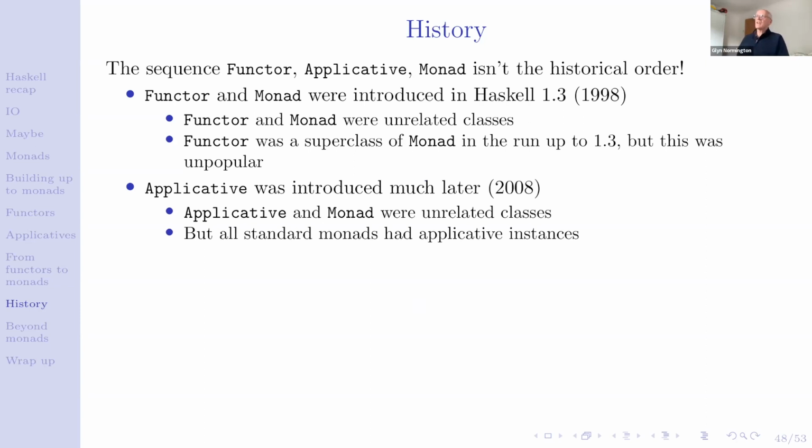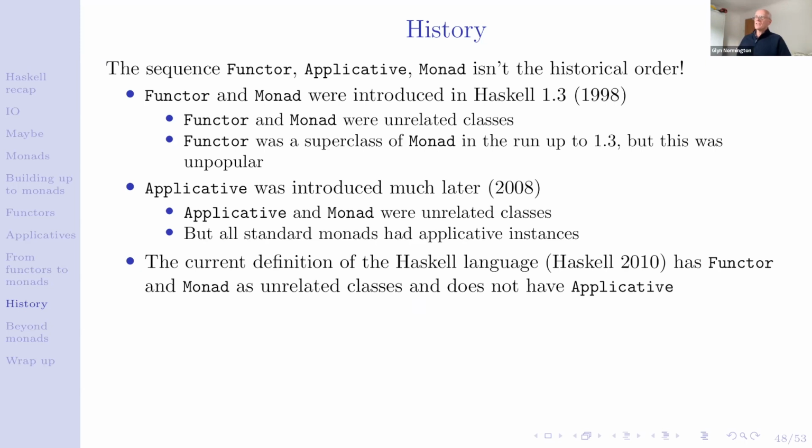And then applicative came along much later. There's a paper you can find which introduces that in 2008. But again, applicative and monad were unrelated at that point. And some of the dots still needed to be joined. But it turned out that all monads in the standard library were also applicatives because they'd been defined as such. But there was no constraint there to say that a monad was necessarily an applicative.